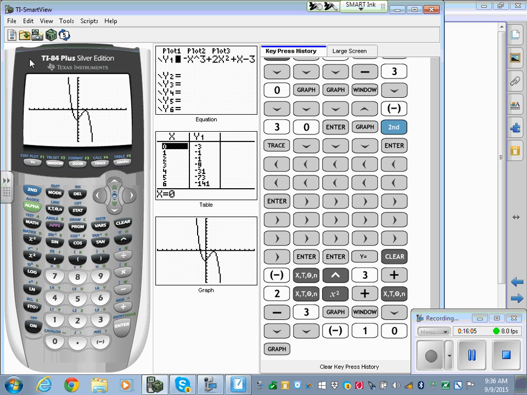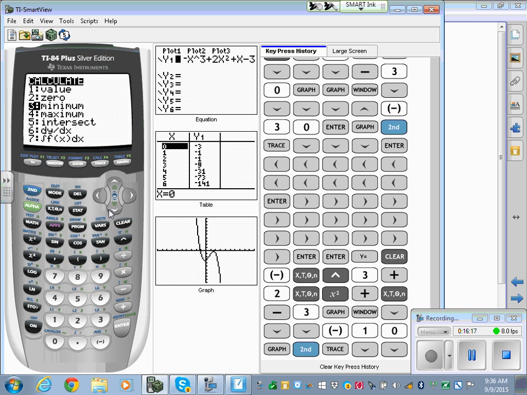Okay, so now looking at this, guys, I'm going to find the minimum and then the maximum. It's two separate things we've got to do. So I'm going to first find the minimum. Very important that I understand I'm finding the minimum first and do this correctly. So I do second trace. I'm going to find the minimum first. So I hit enter.